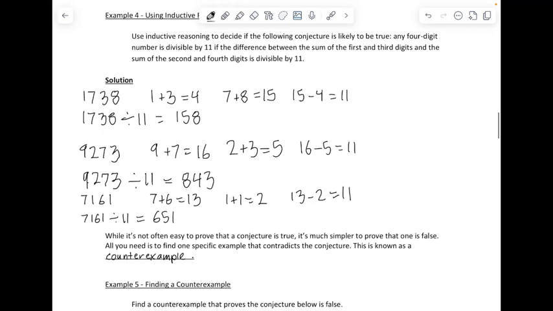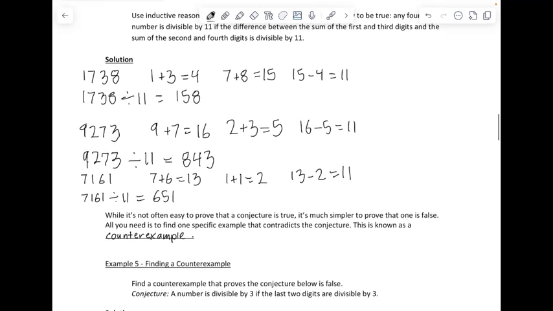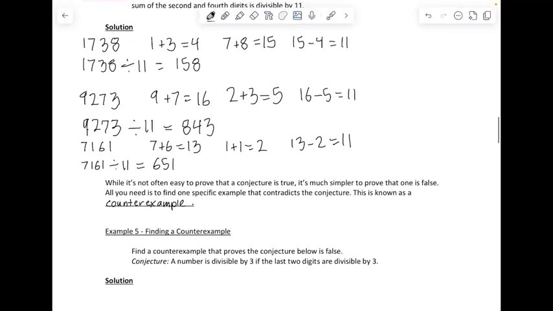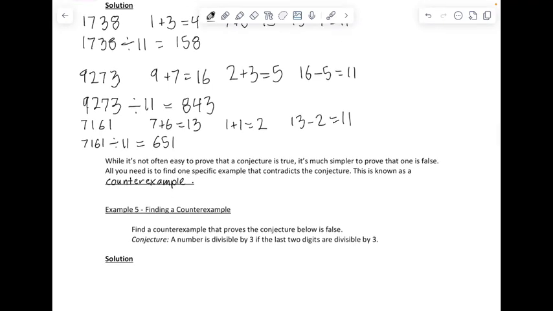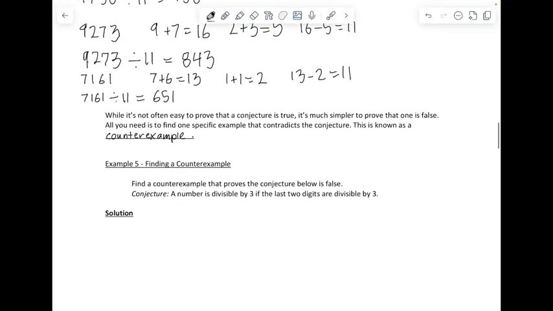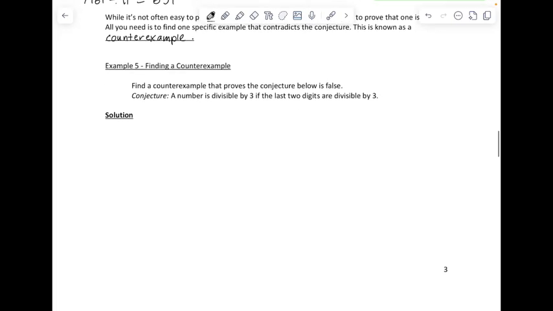So let's look at an example involving finding a counterexample. Find a counterexample that proves the conjecture below is false. The conjecture: a number is divisible by 3 if the last 2 digits are divisible by 3. So let's test this conjecture with a few specific cases.